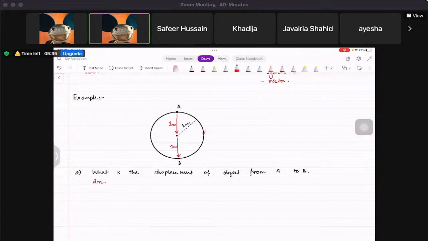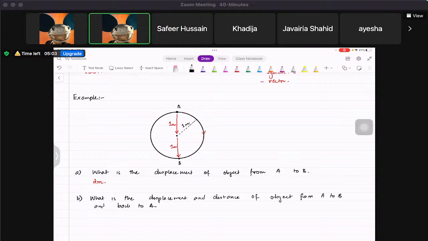And then they say, what is the displacement and distance of object from A to B and back to A. So it means the whole circle, right?